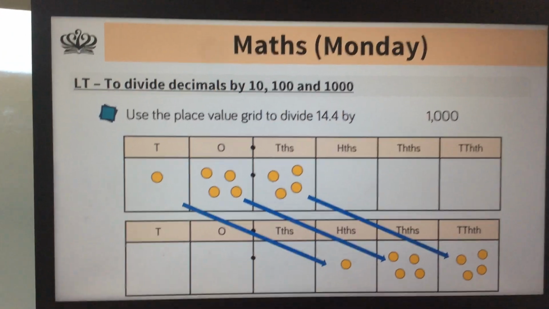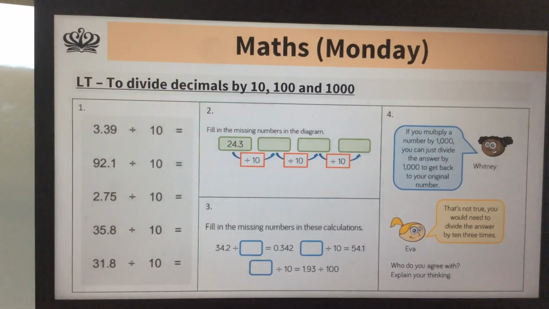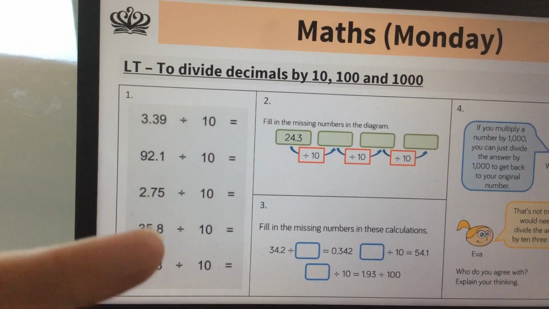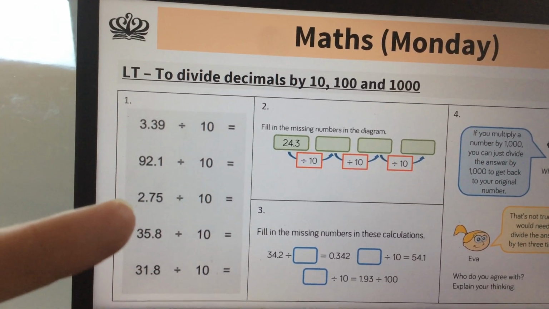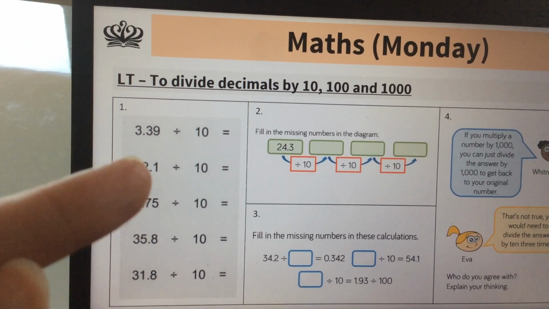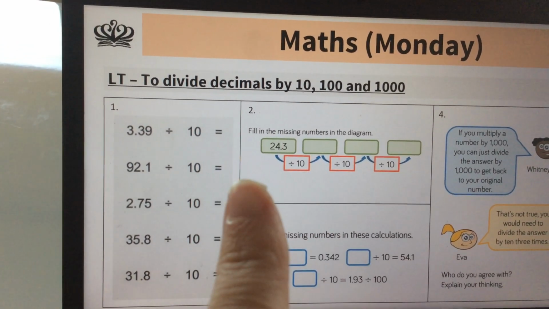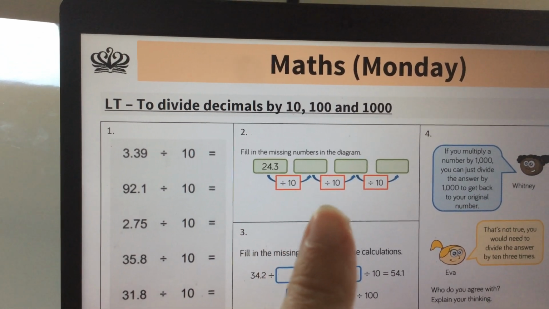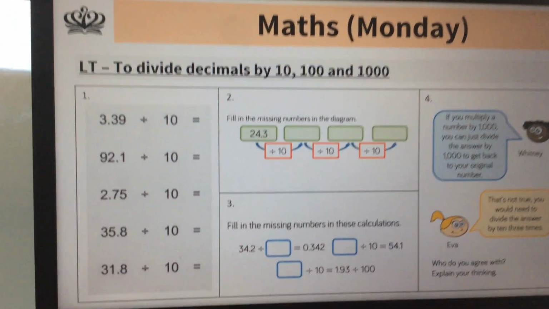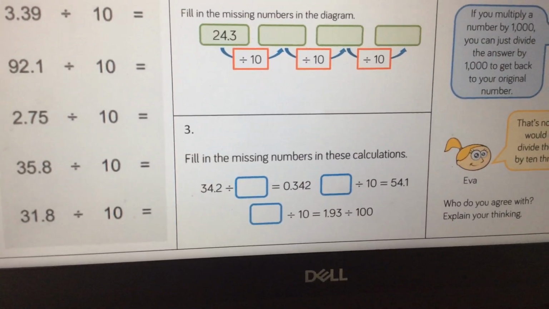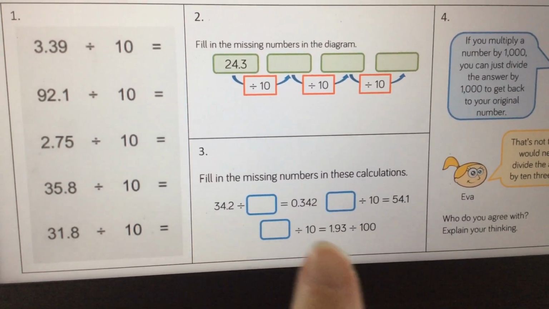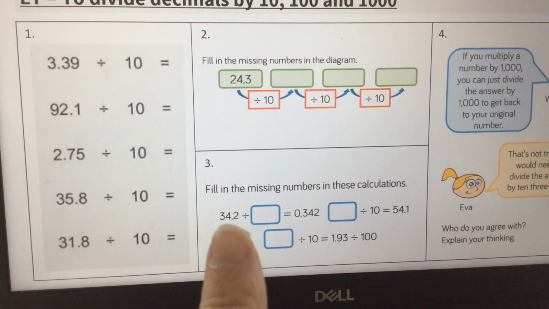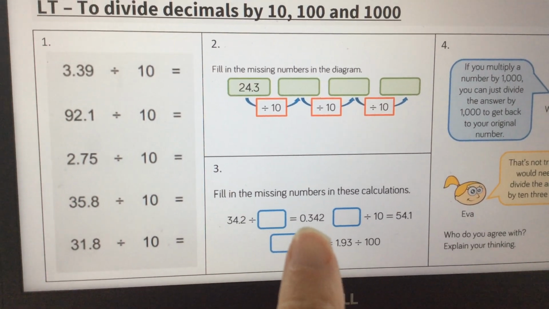Okay, you need to show that the value here is 0, so don't forget that as your placeholder there. Okay, so your work today, question 1 is all dividing by 10. So that should be fairly straightforward, just moving those digits one place. Question 2, you've got to divide by 10 for each stage. Question 3 is nice. It's got it going a different way. So what are you dividing 34.2 by to give you this answer?